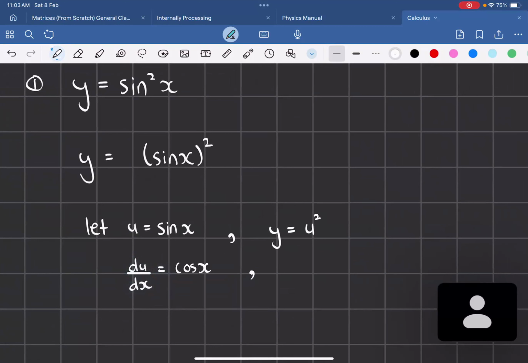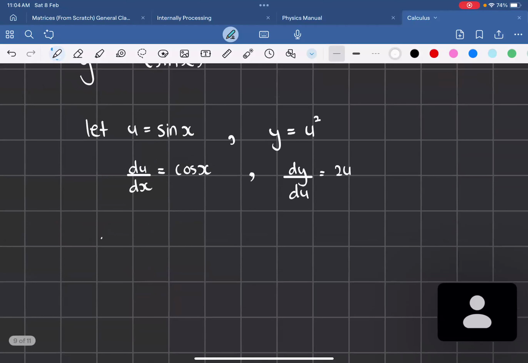The next one now. If you differentiate y, what do we get? 2u. Right, but you need to write the notation for that. What would the notation look like? dy/du. And that'll be 2u, like you said. So let me apply the chain rule now. dy/dx is equal to dy/du by du/dx.